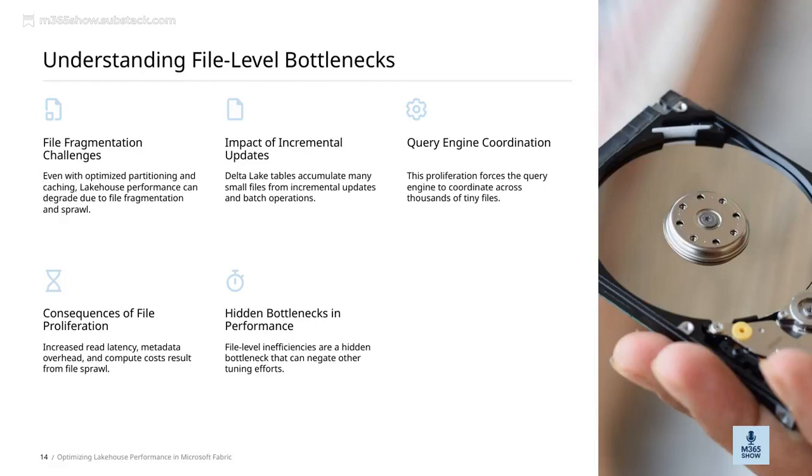Understanding file-level bottlenecks is crucial because they can quietly undermine all our other optimization efforts. These hidden inefficiencies often go unnoticed, but they have a real impact on performance. When we have too many small files, it leads to increased read latency, meaning it takes longer to access the data. It also causes metadata overhead, which adds extra processing time, and it can drive up compute costs because more resources are needed to manage all those files.